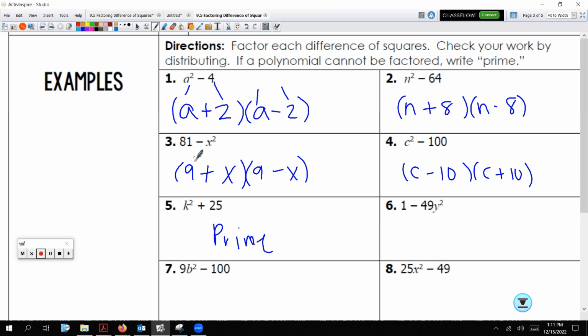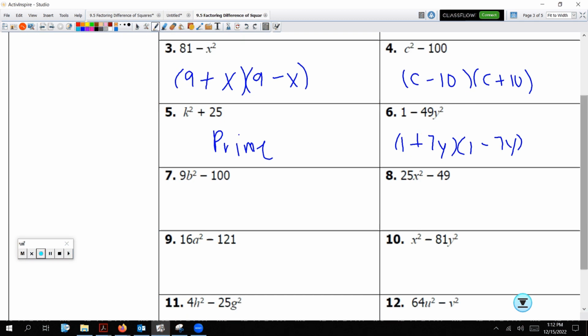Number 6 is a little like number 3, only now I have the variable with the number. So when I factor the difference of these perfect squares, the square root of 1 is 1. The square root of 49y squared is 7y. And again, plus, minus, done.